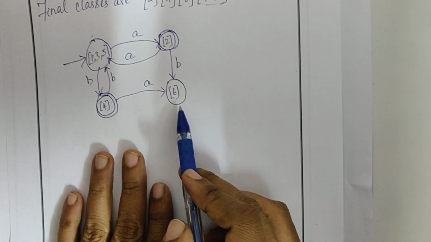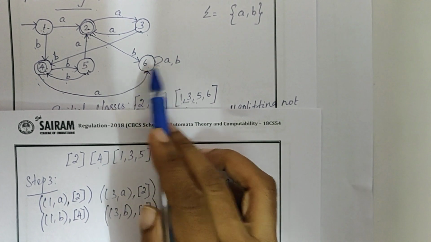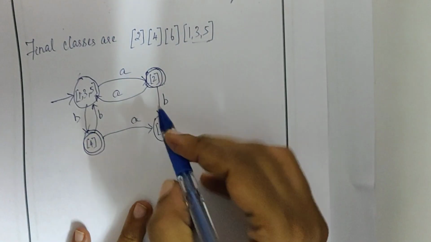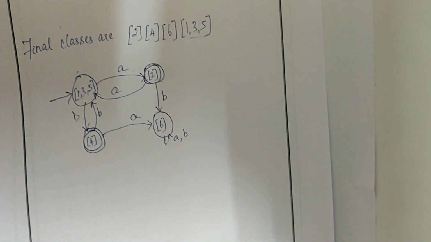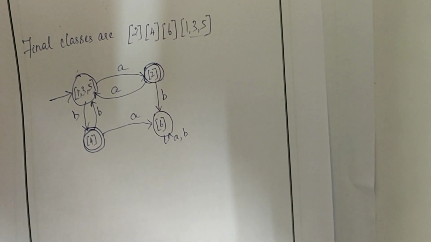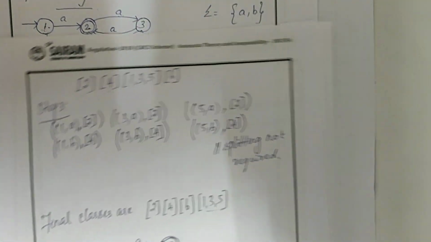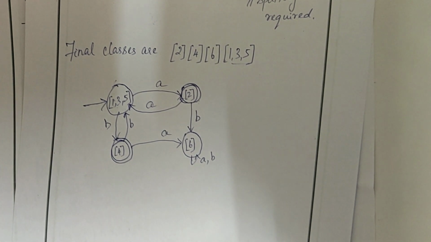Next I have to find 6 comma A and 6 comma B. Both A and B stay in 6, it is a self loop. So here A comma B. So this is my minimized DFA. Initially in the question, how many states did I have? 1, 2, 3, 4, 5, 6. After minimizing, how many states do I have? I have only 4. Thank you.